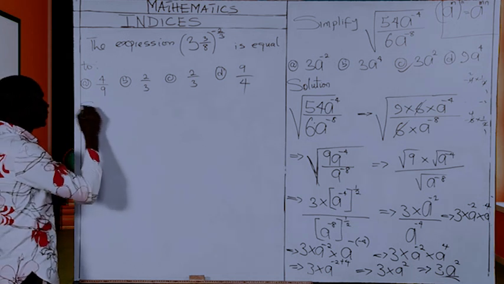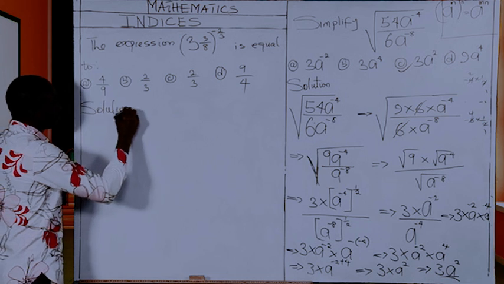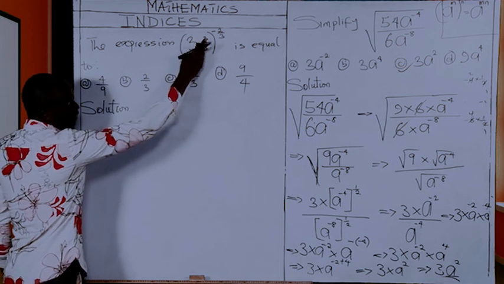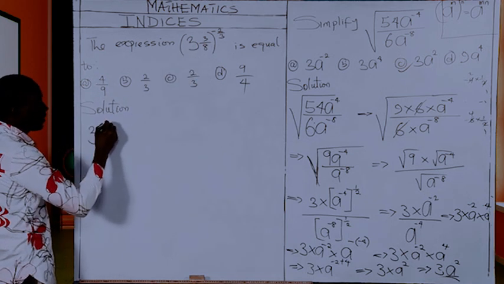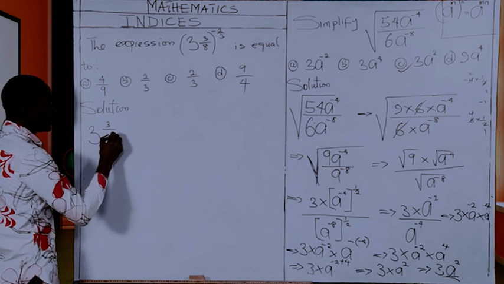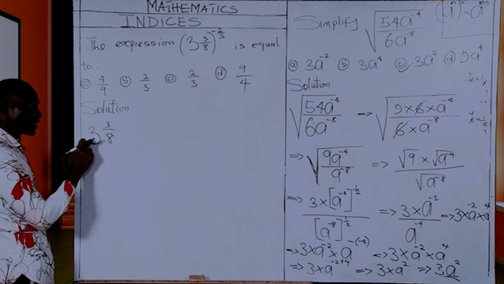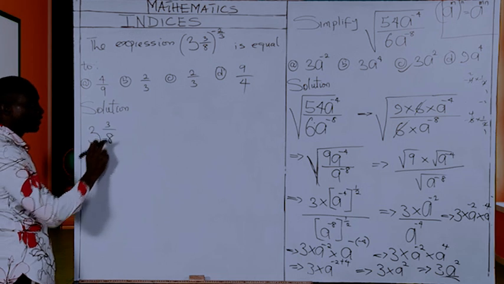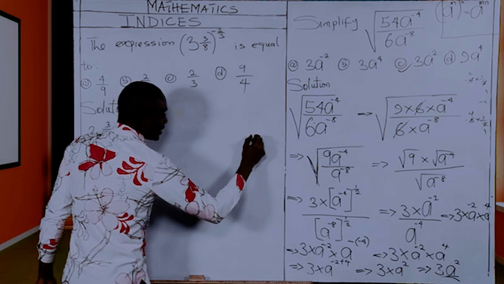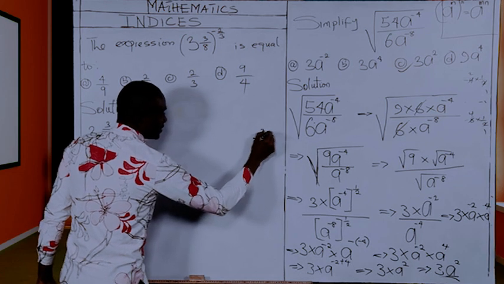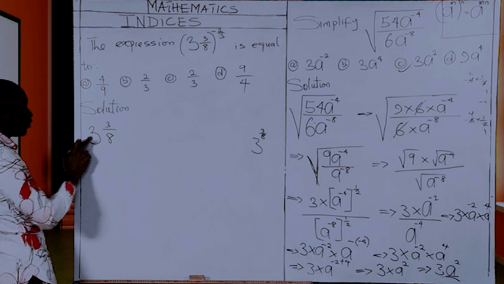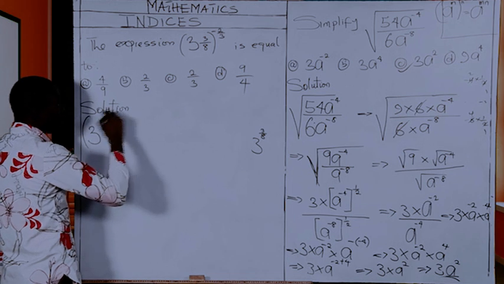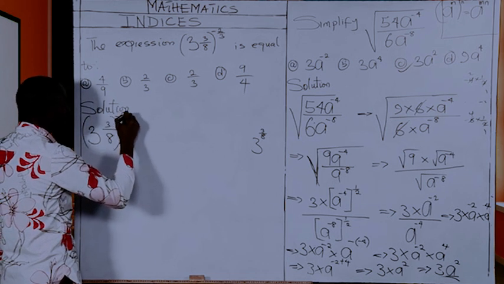So solution. We have, this is a mixed number, 3 whole number 3/8. This is a fraction. This is not 3 raised to 3/8. Okay, this is a mixed number, 3 whole number 3/8. Not like this. 3 raised to 3/8 is different. Okay, this is 3 whole number 3/8. Now everything raised to the power of -2/3.